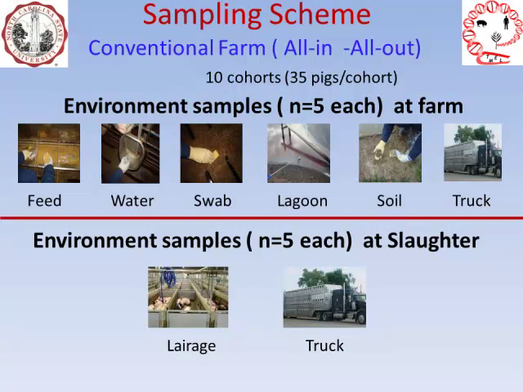We did a lot of environmental sampling. So feed, water, floor swabs, lagoon samples, soil samples, truck. At the slaughter plant, we sampled the lairage, the truck. And we sampled the environment. Whenever we sampled the pig, we sampled the environment also. So every pig was sampled 5 times at the farm stage, and then once at the carcass level. So we sampled the environment every time.